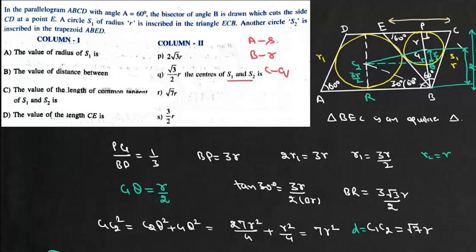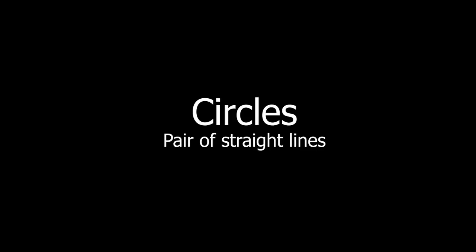Now CE is effectively the length of this equilateral triangle. So suppose this length is L, then we know that L cos 30 is equal to 3R. And cos 30 is root 3 by 2. So L root 3 by 2 equals 3R. Then this L is 2 root 3R. So the value of D is 2 root 3R. That means this D matches with P, and that is the answer to this question.